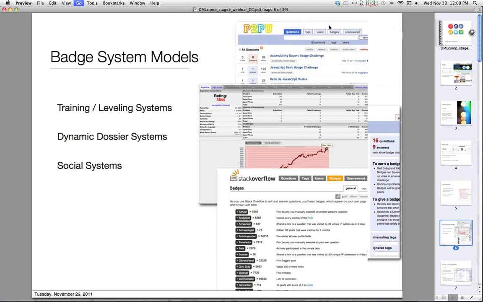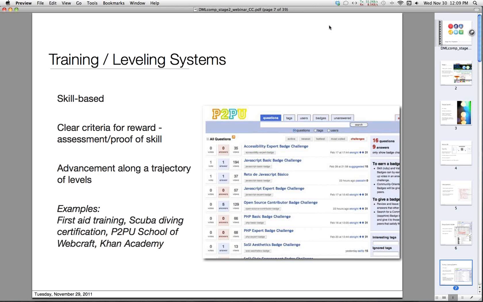So the first is training and leveling systems, and these are primarily skill-based. So can you accomplish a certain technical skill, not necessarily recognizing soft skills here. So is there a clear criteria for reward?